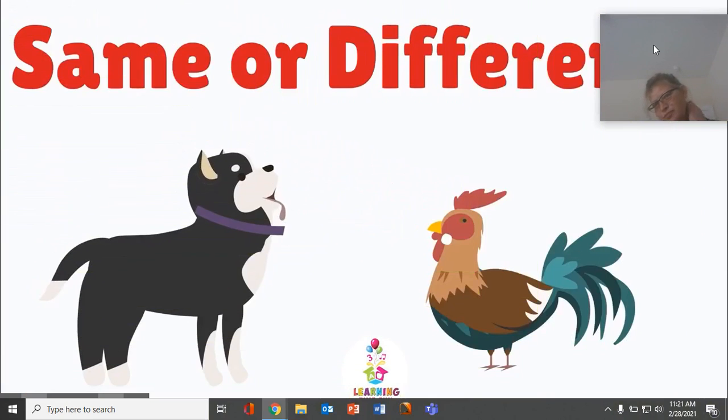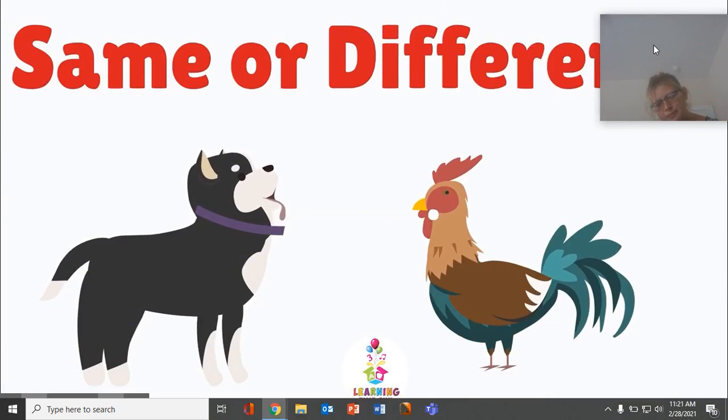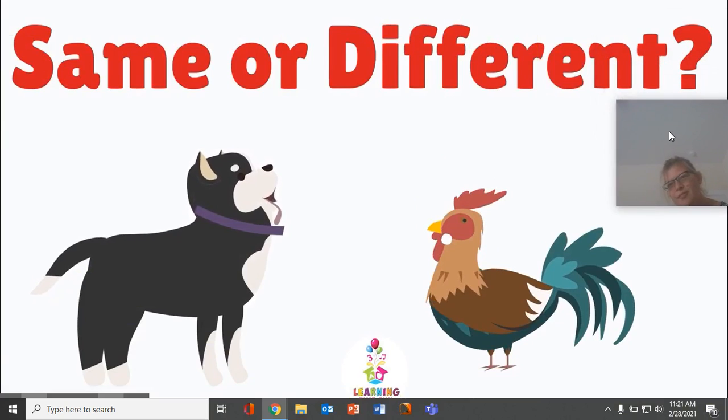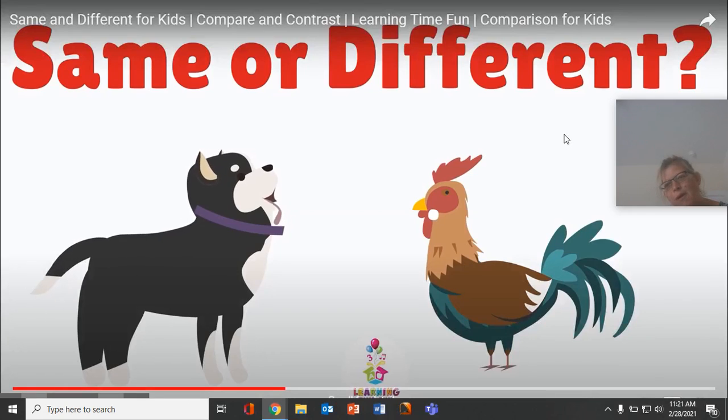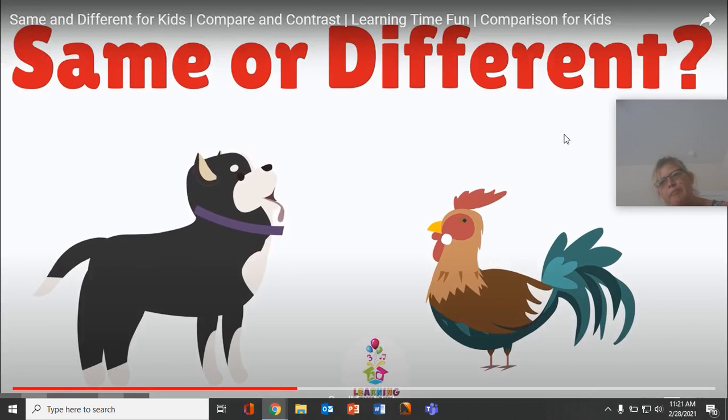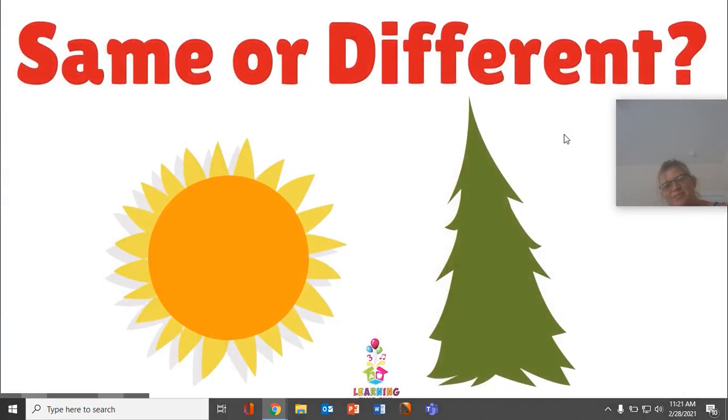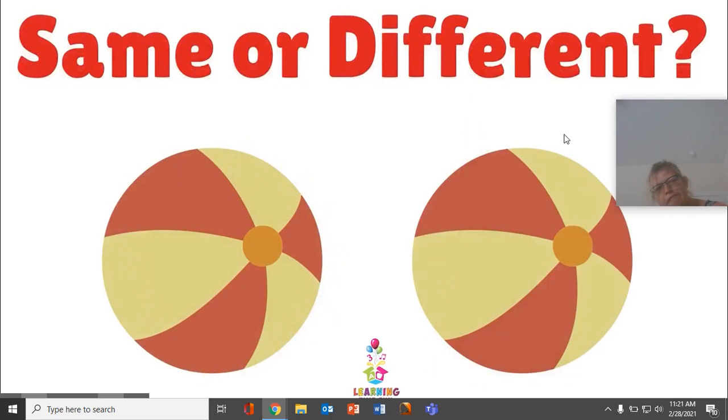Are these animals the same or different? If you said different, you're right. Are these things the same or are they different? If you said different, you're right. Are these the same or are they different? If you said the same, you're right.